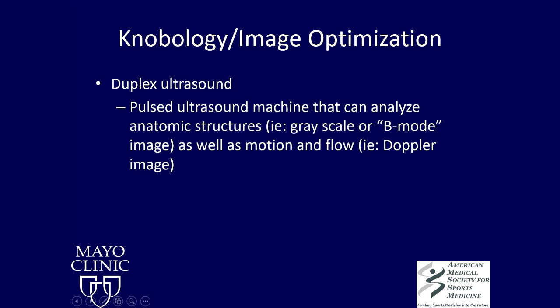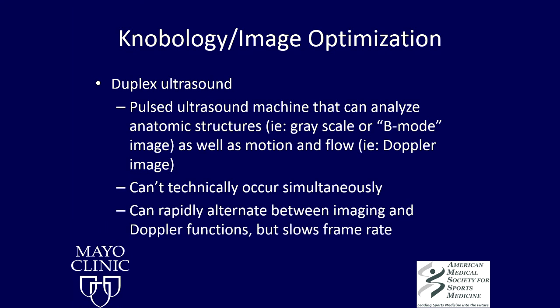Duplex ultrasound refers to a pulsed ultrasound machine that looks at the grayscale image first, so you see your normal gray image, but then it tacks on top of that the Doppler mode, which looks for flow or motion. Since this can't occur simultaneously, you're stacking two images on top of each other. Similar to having multiple focal zones, when you are using duplex ultrasound and you're looking at your grayscale with an overlying Doppler image on top of it, you're going to slow your frame rate and your temporal resolution.